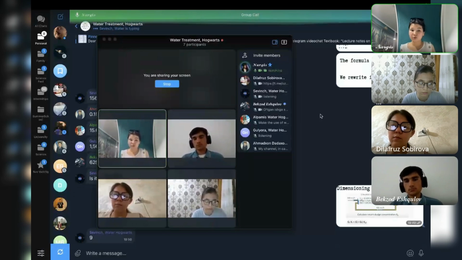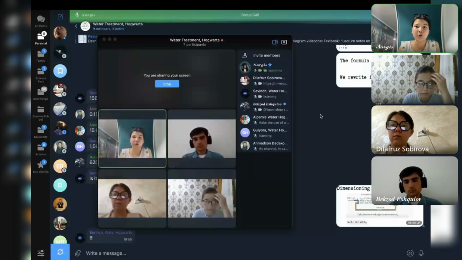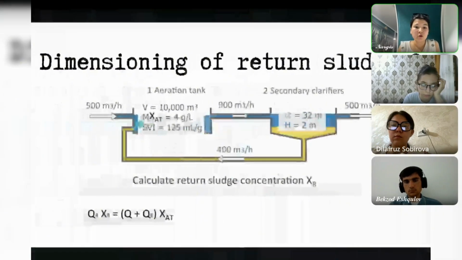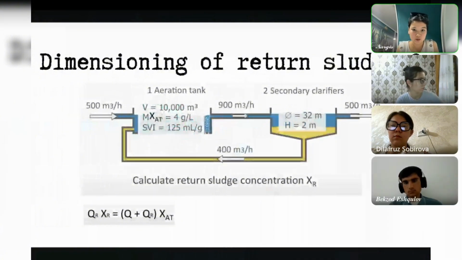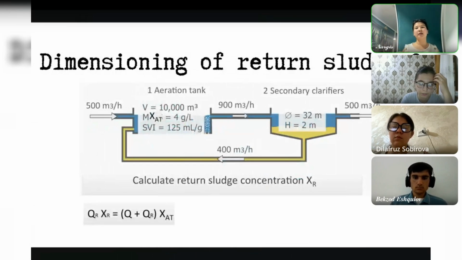Yes, so basically this will be 9 grams per liter, and you were able to find it. And you can see that while in the aeration tank the concentration is only 4 grams per liter, in the backflow we have a way higher concentration, which is already 9 grams per liter.